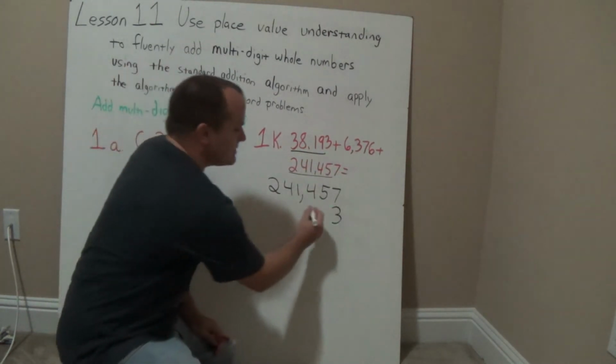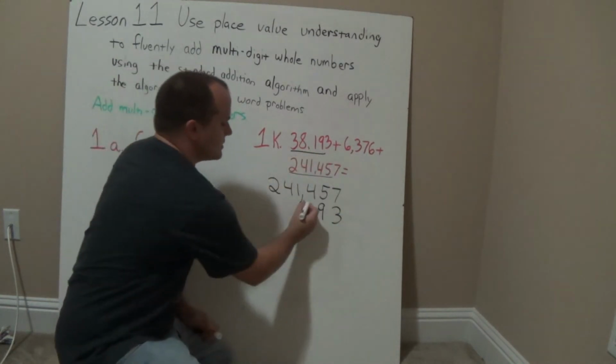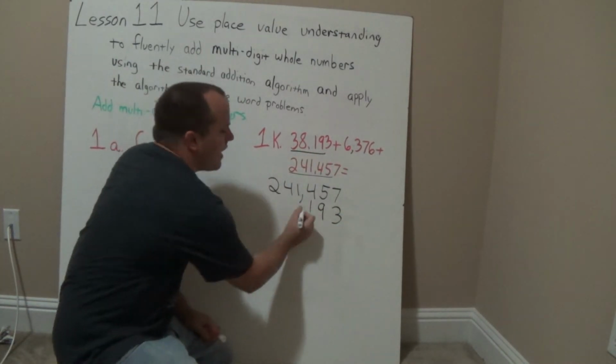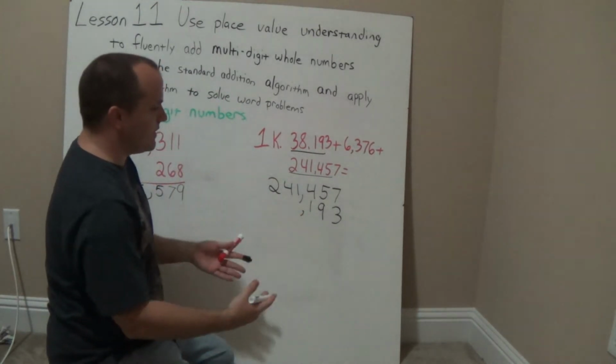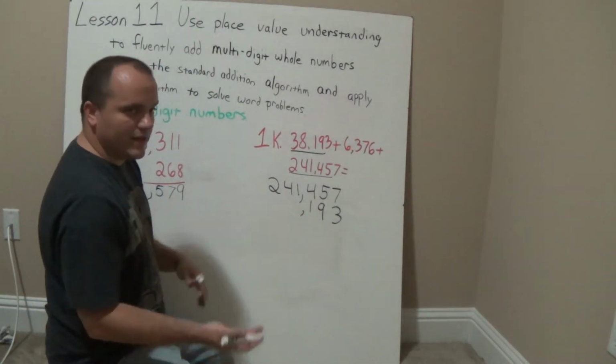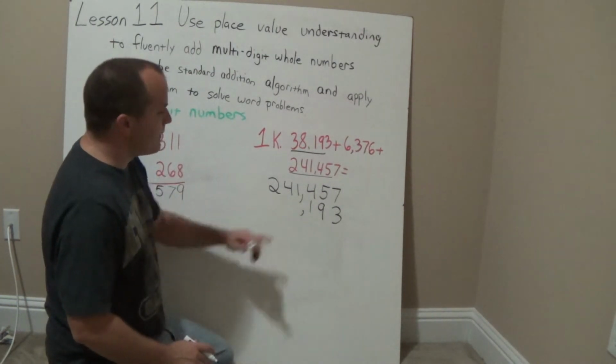I have a 9 in my tens place. Let me put that 9 right there in my tens place. A 1 in my hundreds place, so let me put that 1 there. I always want to put my comma. It's going to separate my periods, my units period versus my thousands period. And when you get to millions and billions, it'll separate those as well. Make sure you put your comma there.